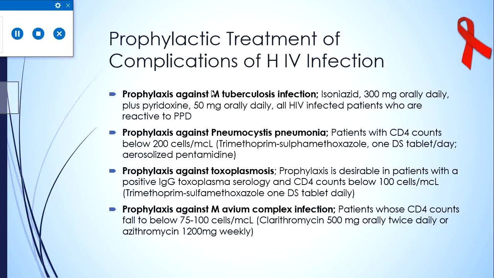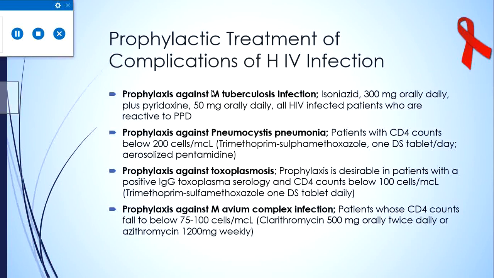Prophylaxis against toxoplasmosis. Prophylaxis is usually required if patients test positive for IgG against toxoplasma. This means that they have been exposed to toxoplasma before, and once their CD4 count falls below 100 cells per microliter, they should also be given prophylaxis for toxoplasmosis. The prophylaxis is the same as for pneumocystis jirovecii, so the same treatment is effective against development of both these conditions. Same trimethoprim sulfamethoxazole combination, Septrin, one double strength tablet daily.